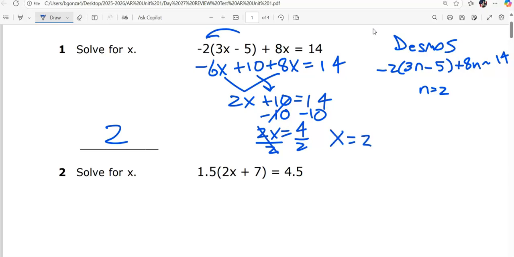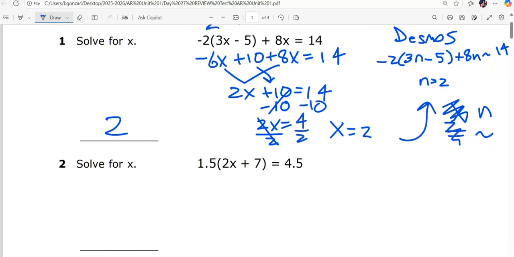Now, you can solve it by hand, or you can use Desmos. I would suggest using Desmos to check your work anyways, okay? Remember, you can't use x, you gotta use n. You can't use equal, you gotta use squiggle, okay? N squiggle. Same thing for number 2.